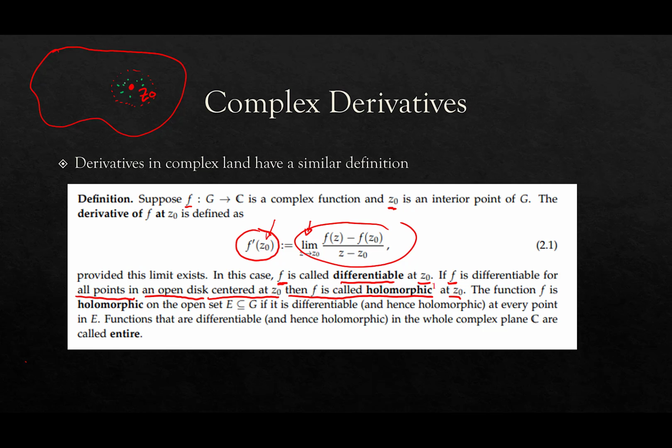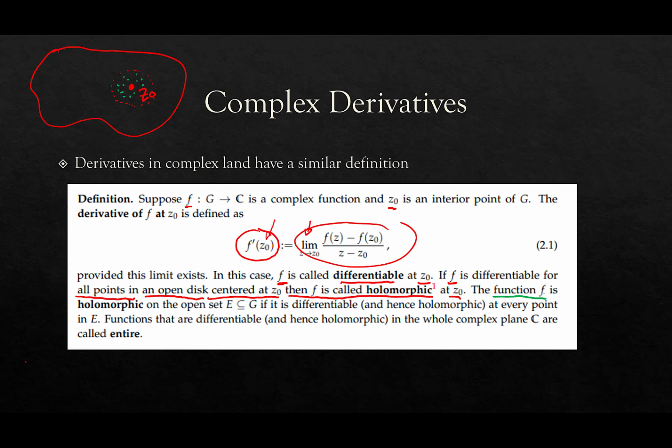Okay, so if that's true, so if there is some open disk here, centered at z naught, for which f is not only differentiable at z naught, but it's also differentiable everywhere else, we would say f is holomorphic at z naught. That's something we really don't have in calculus, although maybe we can get into differentiability in a calculus sense.